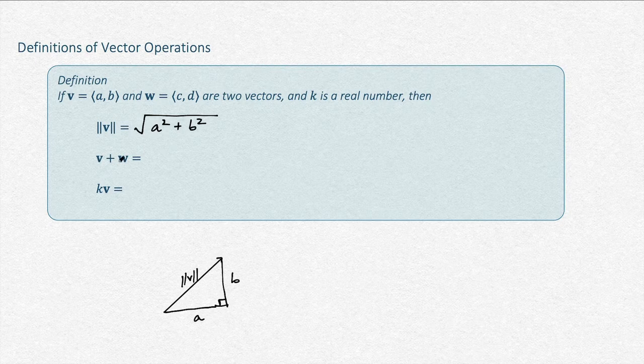The sum of two vectors, the resultant, is we just take each component and add them. So a plus c, and then for our second component, b plus d.